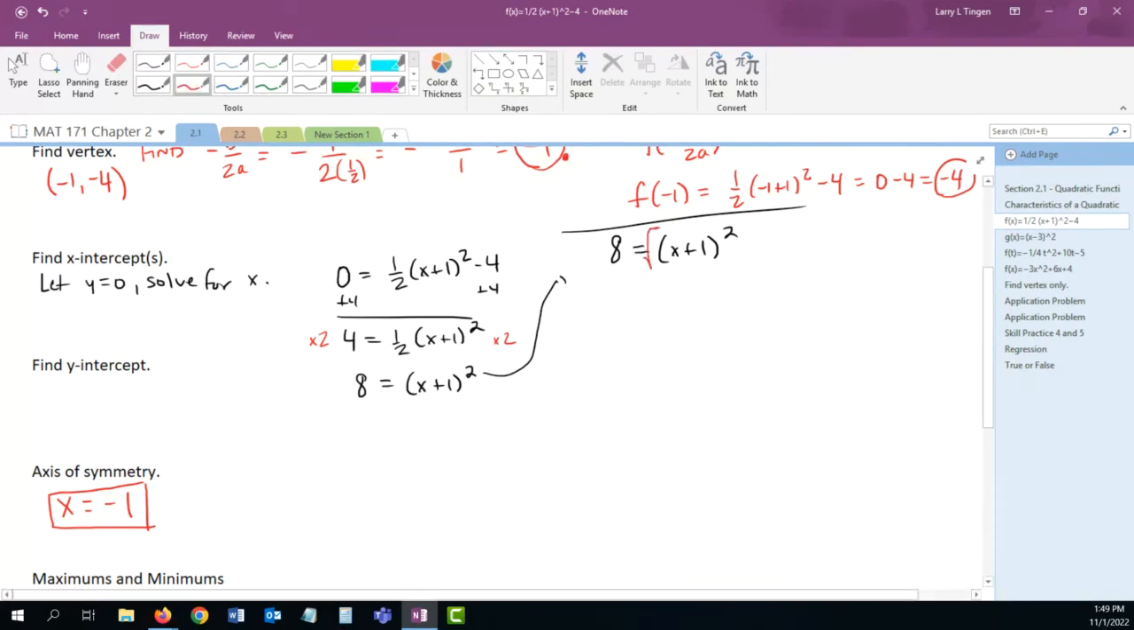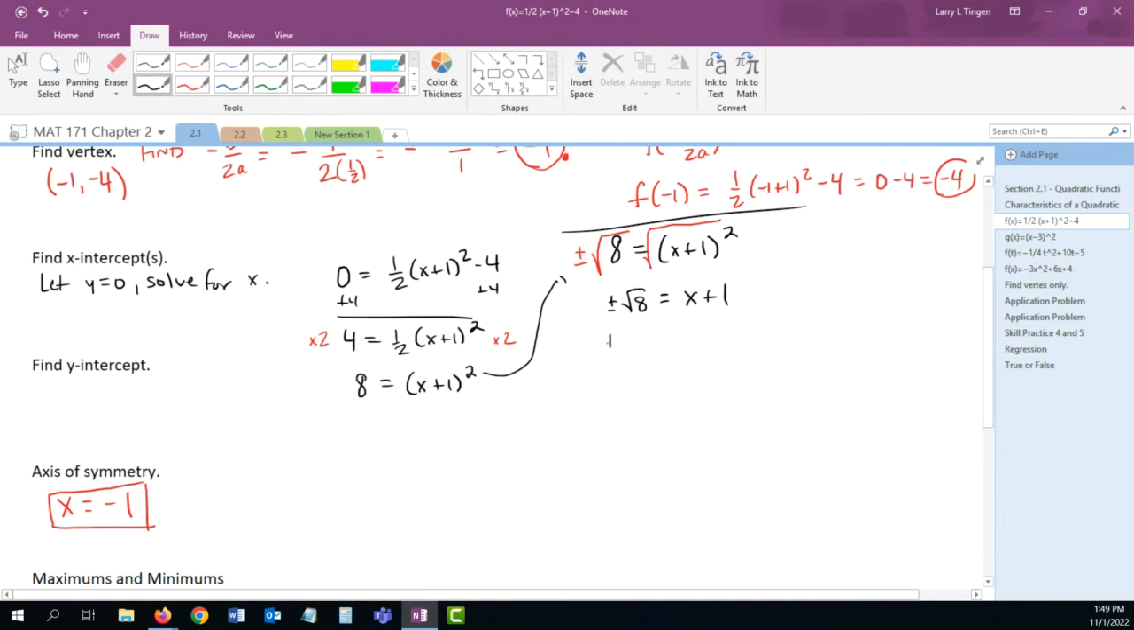I want that square to go away, so I need to take the square root. So I take the square root of both sides. I took the square root of a real number on the left, so I do have to consider the plus and minus here. So on the left, I have plus minus square root of 8. On the right, the square root of the square is just whatever was being squared.